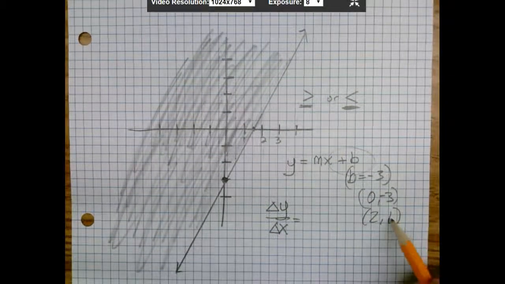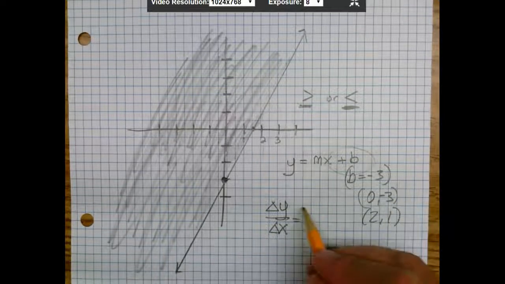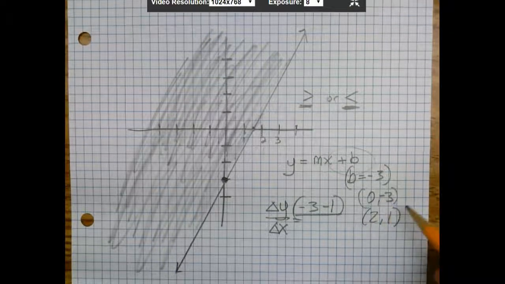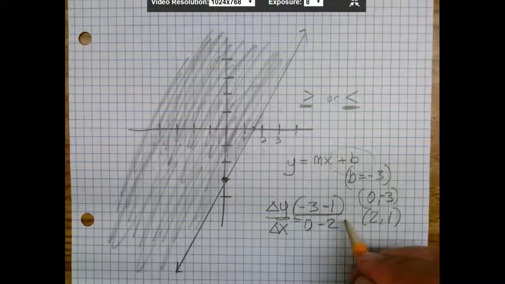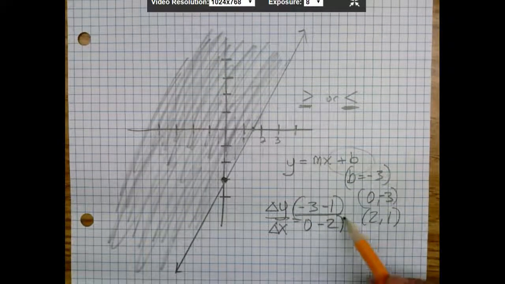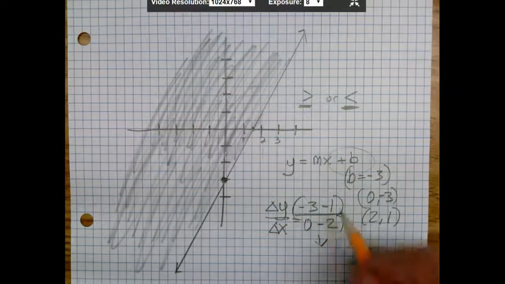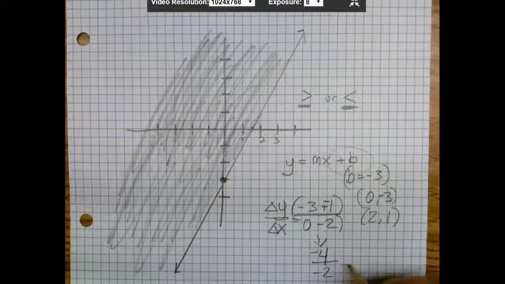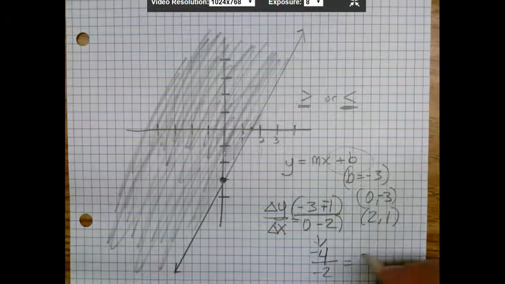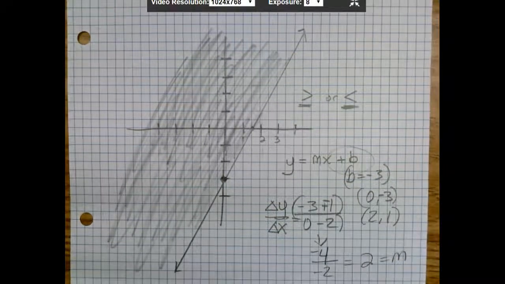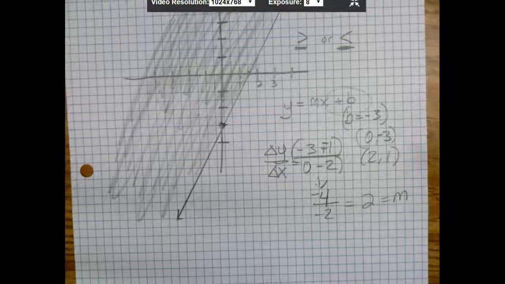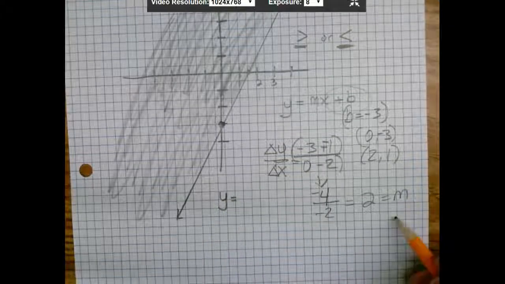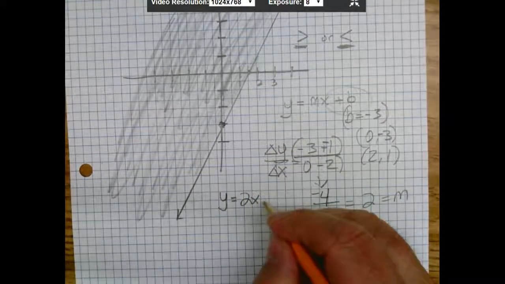So let's just use -3 minus 1 over, that's the y's, and then the x is 0 minus 2. And then if I do those down here, -3 minus 1 is going to be -4. 0 minus 2 is going to be -2. So we get +2 as m. That's our slope. So then we know what b is, -3. So then if we want to write this, we write y is 2x minus 3.